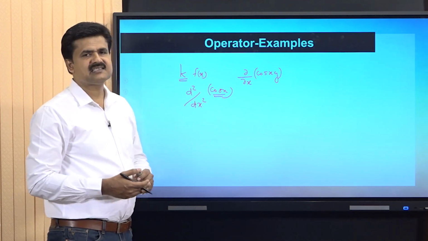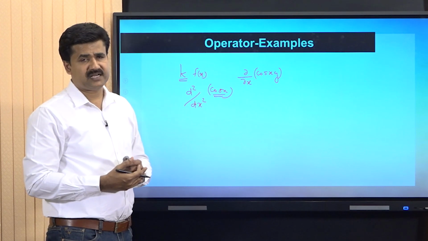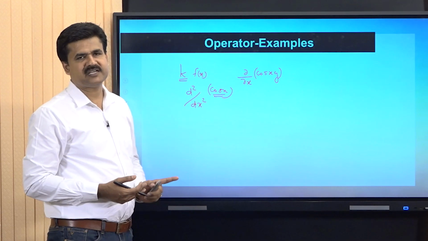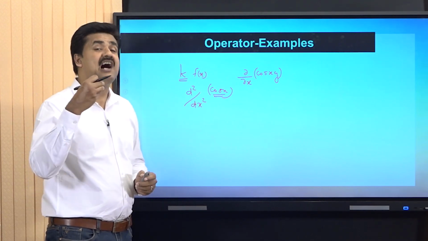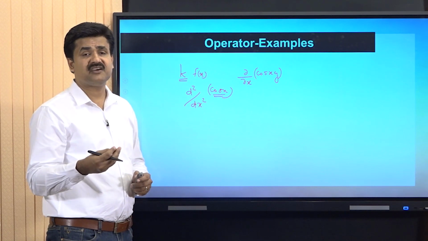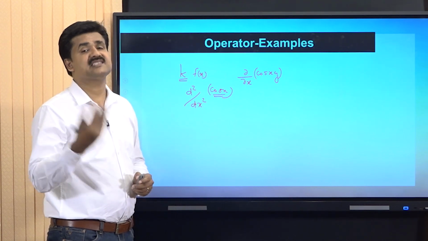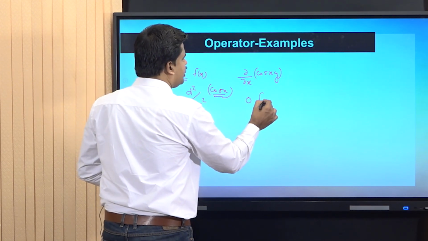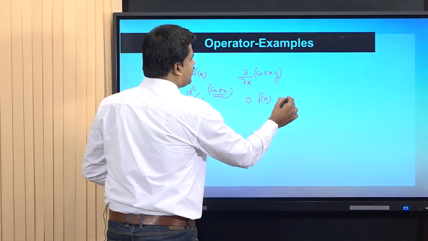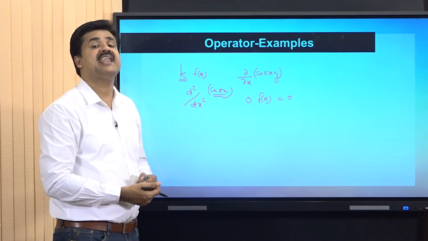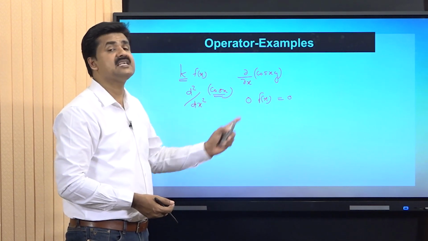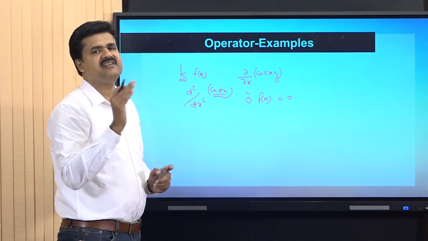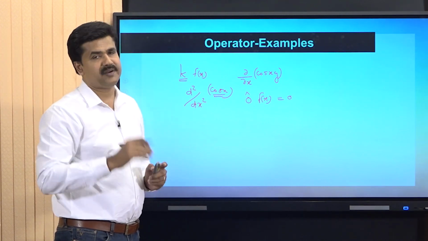In quantum mechanics, we are dealing with several kinds of operators. Multiplying with k is called a constant operation. In certain cases, we have to multiply a mathematical function or an operand with 0. That is, multiplication with 0 into an operand f of x, the result will be 0. This is called annihilation. Here, 0 is termed as 0 hat, or we can call it the null operator.